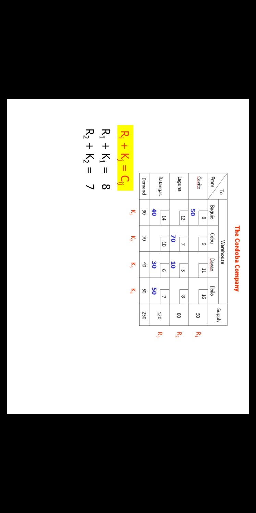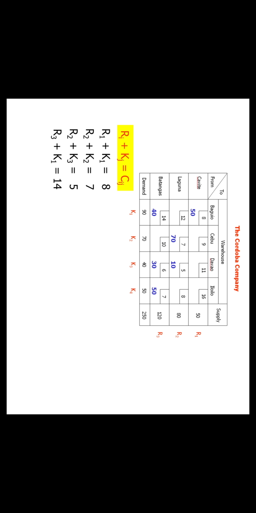Next, used cell, the one with the cost of 5. Row position is still at row 2. Column position is now at column 3. Applying the pattern, you have r sub 2 plus k sub 3 equal to 5. Next, used cell, the one with the cost of 14. Row position is now at row 3. Column position is at column 1. Applying the pattern, you would have r sub 3 plus k sub 1 equal to 14.